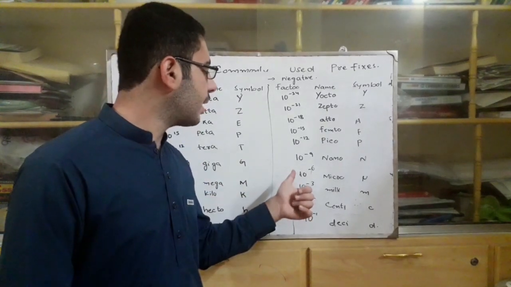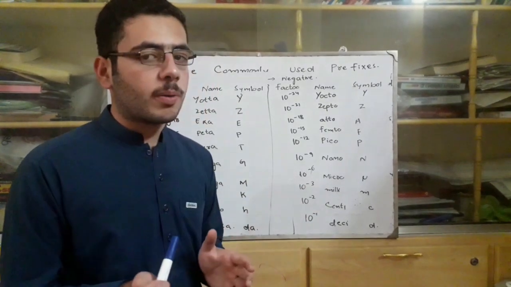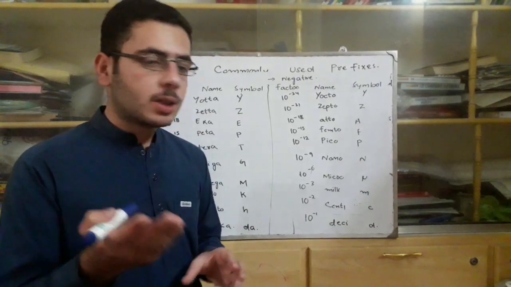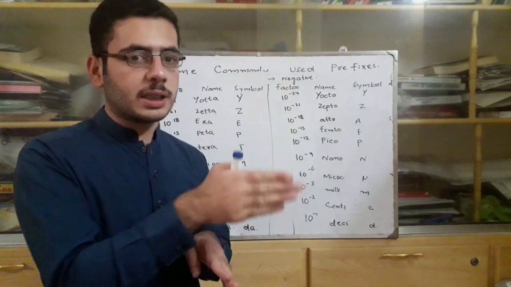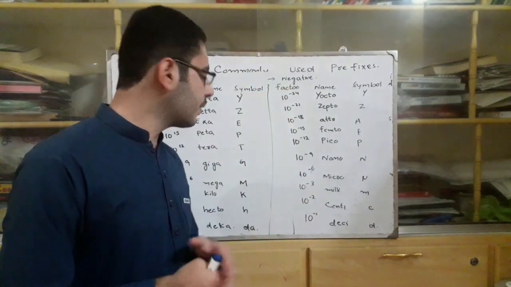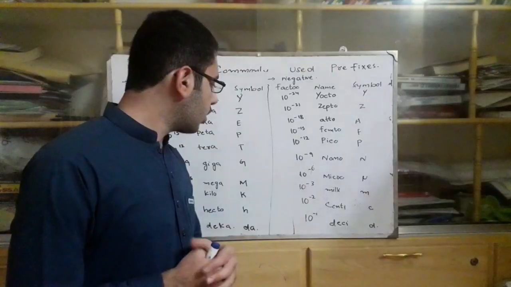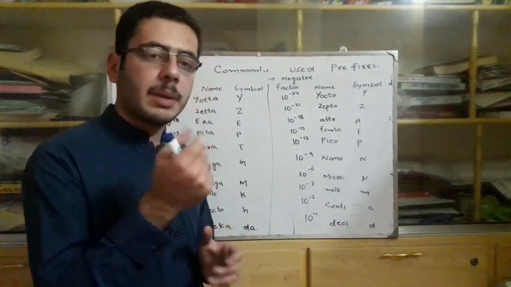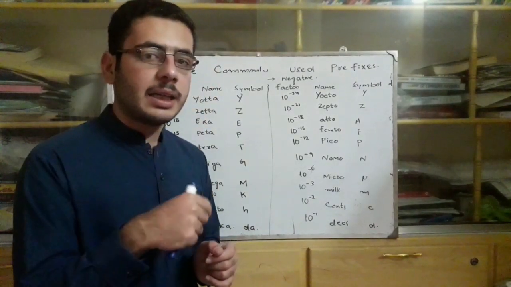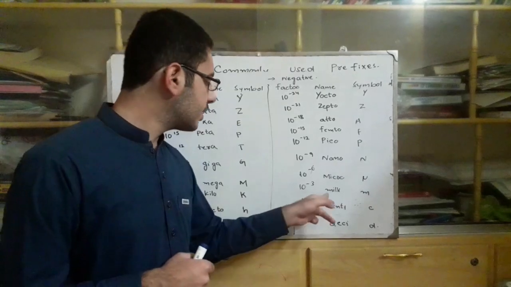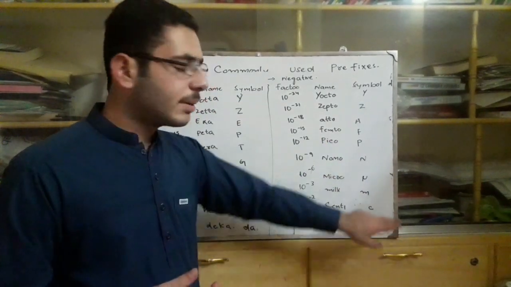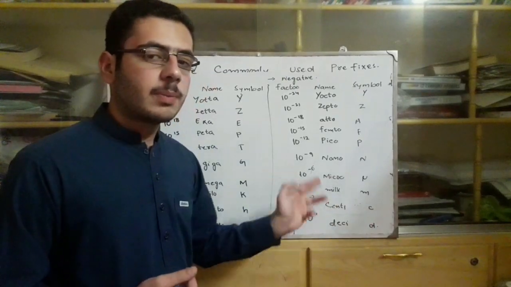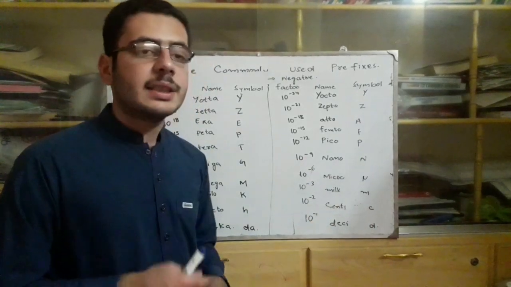After that, 10 raised to power minus 6, micro. Its symbol is like a U with one side made large. That is the symbol of micro. 10 raised to power minus 3 is milli, represented by M. After that, 10 raised to power minus 2, centi, symbol C. 10 raised to power minus 1, deci, symbol D.